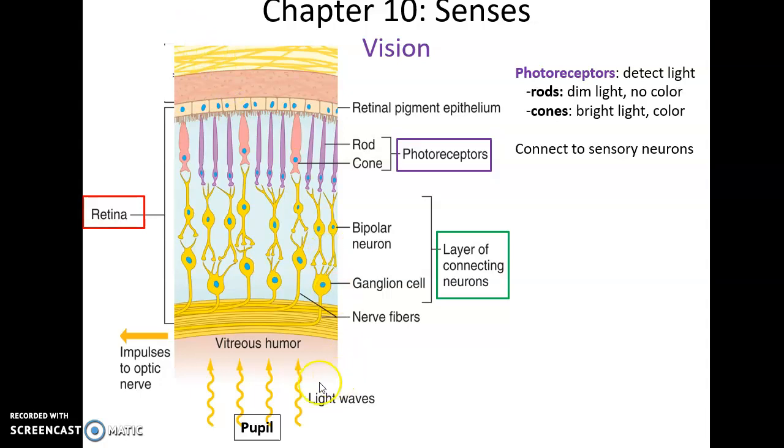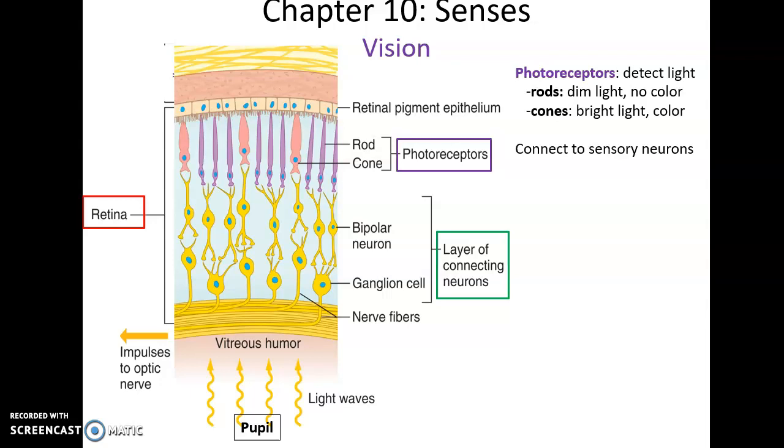All right, when we look at the retina, we see that it is composed of a bunch of neurons leading to the sensory neurons that are carrying the signal out, and then also a series of photoreceptors. And these photoreceptors are the rods and the cones. So the two main categories of photoreceptors are rods and cones. The rods work best in dim light, and they do not detect colors. So everything they detect is in black and white.